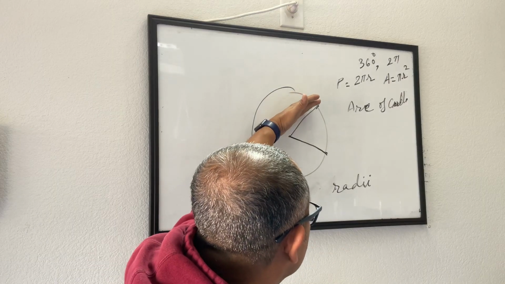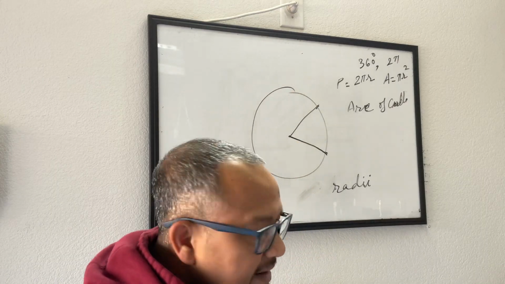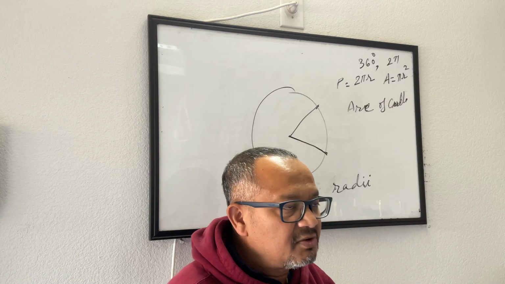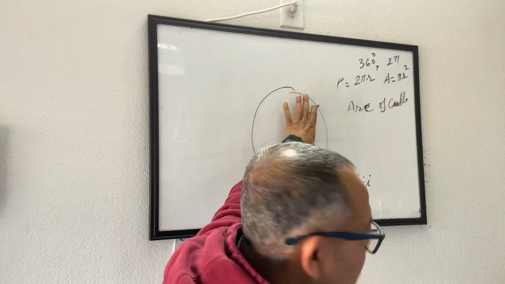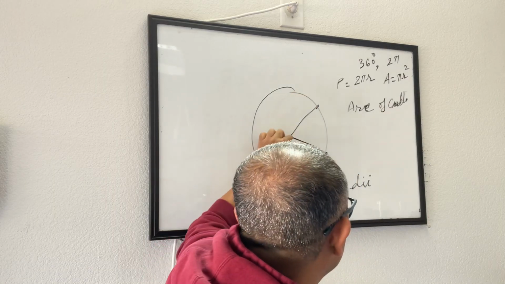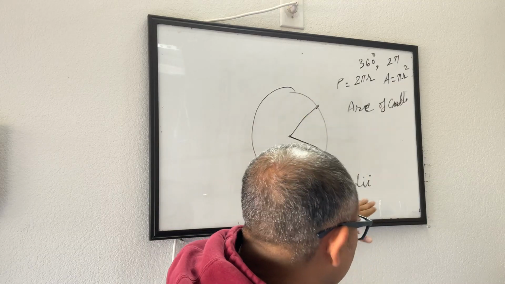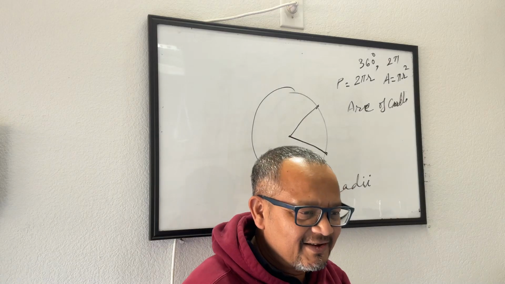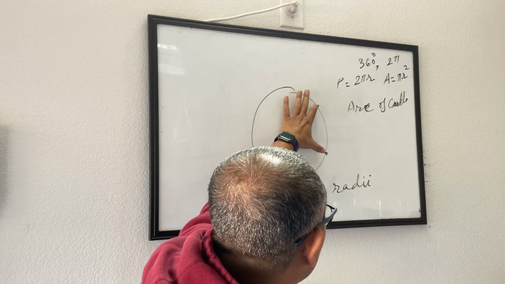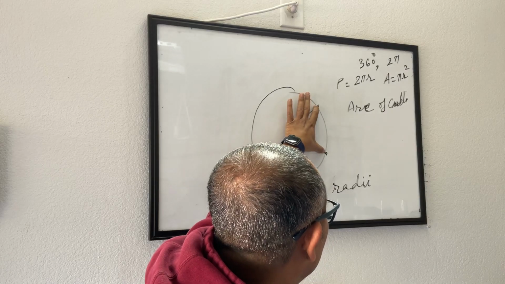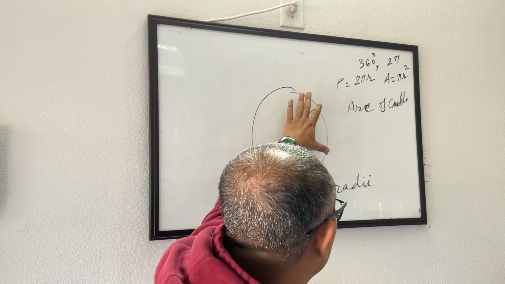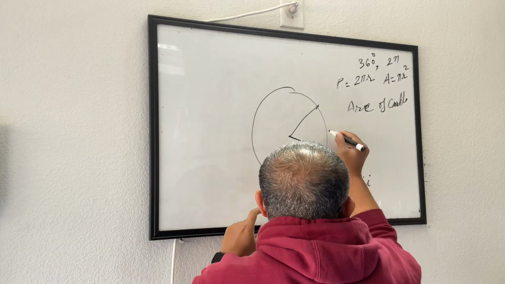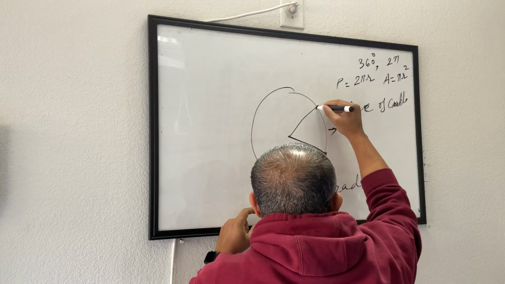We have two radius, this radius and this radius. If you want to define what an arc is, an arc is the length along the perimeter of a circle between the two radii. So an arc is the length between two points on the perimeter, which is between the two radiuses.